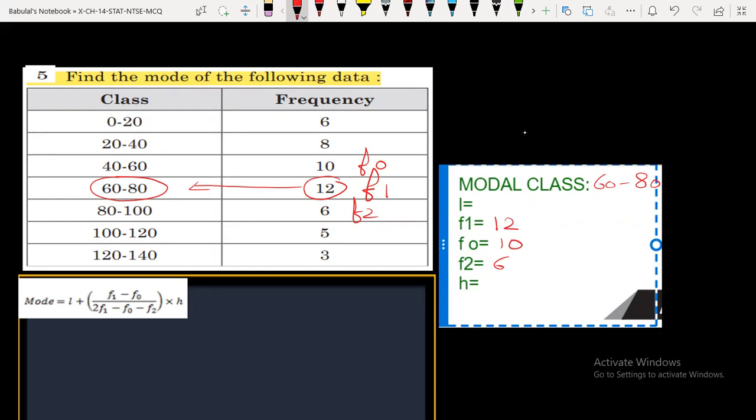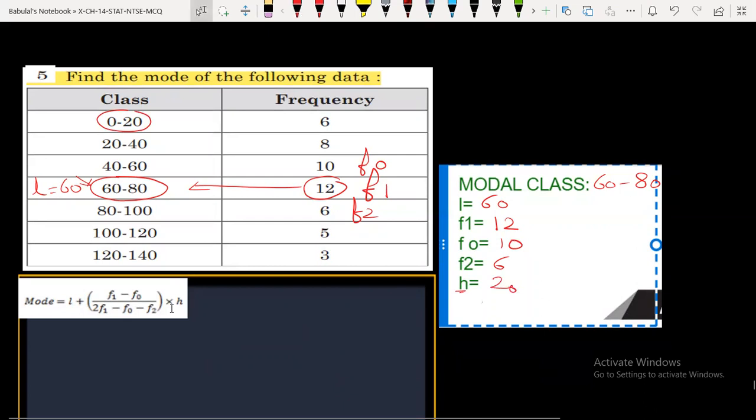And what is L? L is the lower limit of the modal class. So L is equal to 60. And what is the class size? H is the class size, and class size is upper limit minus lower limit, 20 minus 0, that is 20.